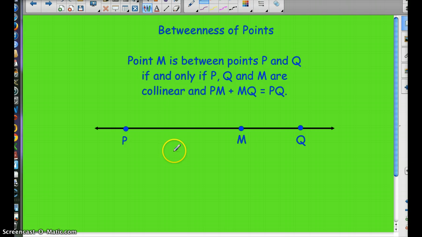Okay, so betweenness of points. Point M is between points P and Q if and only if P, Q, and M are collinear, and PM plus MQ equals PQ. So remember, collinear means they have to be on the same line. So we have P, Q, and M are collinear. And then PM, right here, and MQ, this segment right here, equals the whole segment. So that's what between means. I love that word, betweenness.